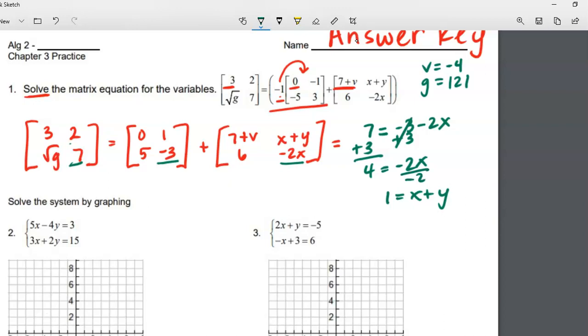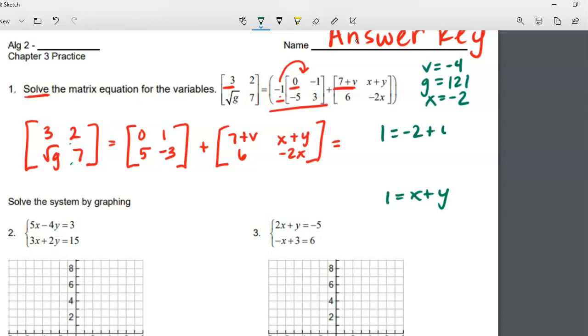Now I'm going to divide by negative 2. So we should have basically x is equal to negative 2. Okay? So now that takes care of that. And then yes, I can go back now to that bottom equation and I can get y. Okay? So I'm going to erase all this. Erase also these lines here. And now I have 1 is equal to negative 2 plus y. Add 2 to both sides. So y is equal to 3.